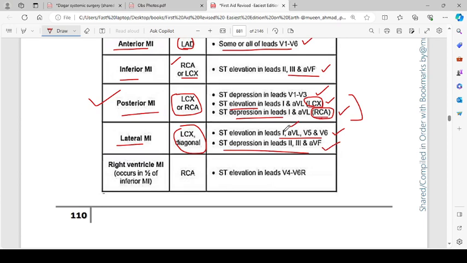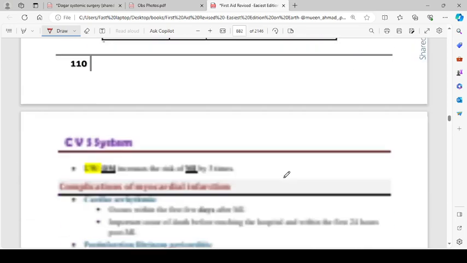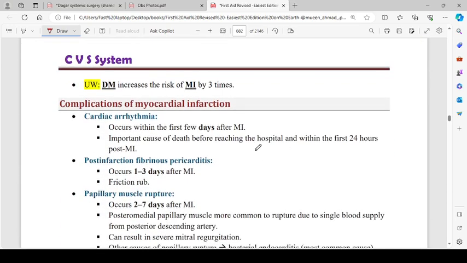So yeah, right ventricle MI occurs in half of inferior MI. So the problem is the right coronary artery, and ST elevation in leads V4 to V6 is very present. Okay, the UWorld point is that diabetes mellitus increases the risk of MI by 3 times.